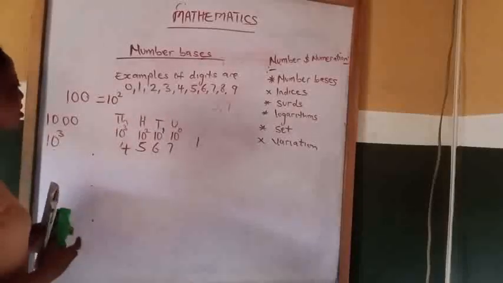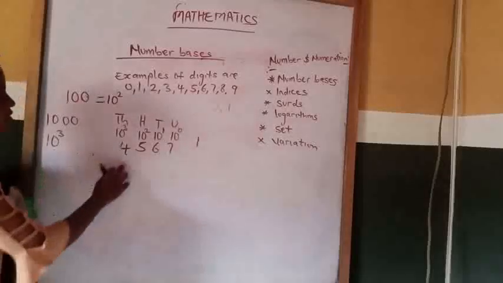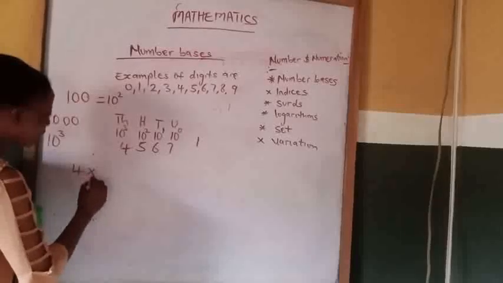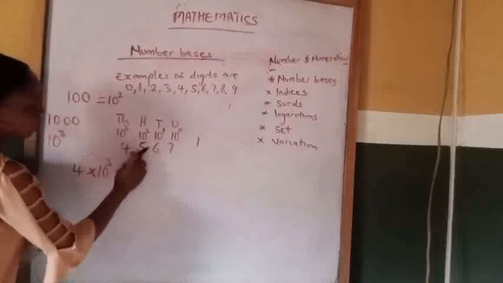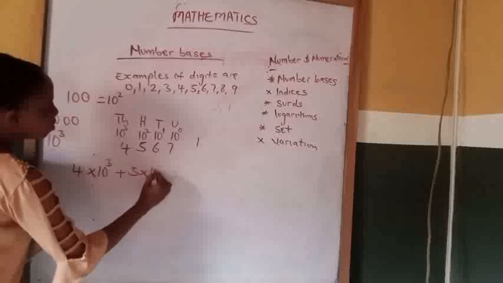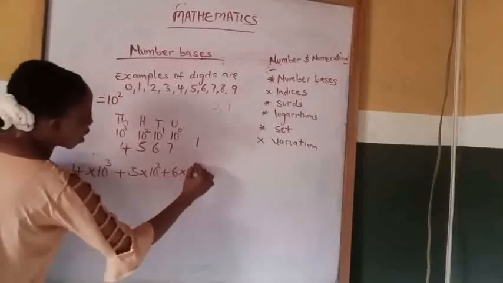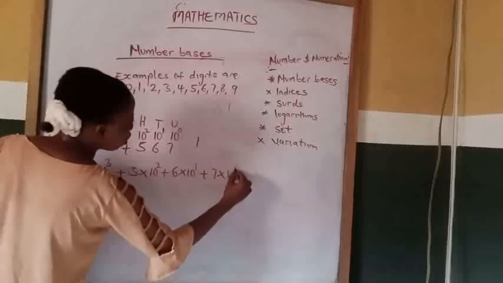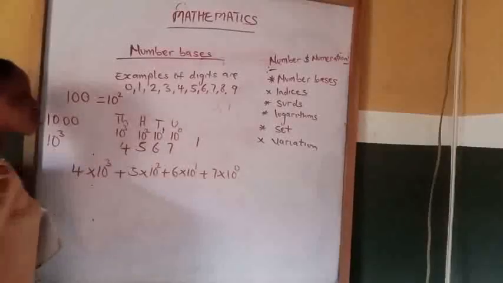We can also count numbers by using the place value of each digit. So this 4 is the same thing as 4 times 10 raised to power 3, plus this 5, that will be 5 times 10 raised to power 2. Then 6 will be 6 times 10 raised to power 1. Then 7 will be 7 times 10 raised to power 0. 10 raised to power 0 is the same thing as 1. 1 times 7 will still give us 7.